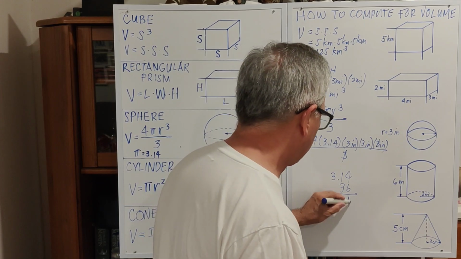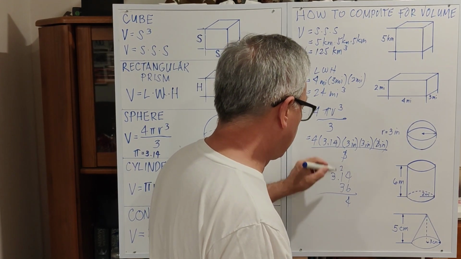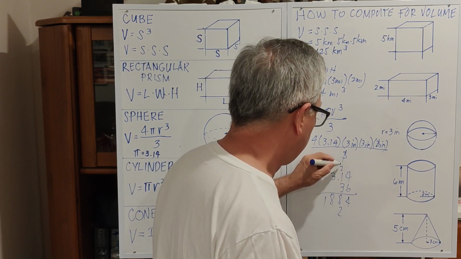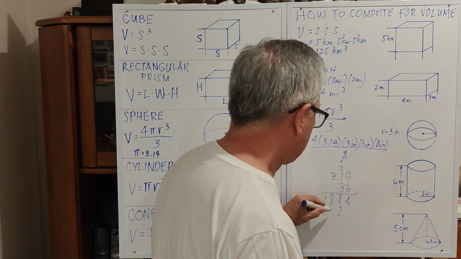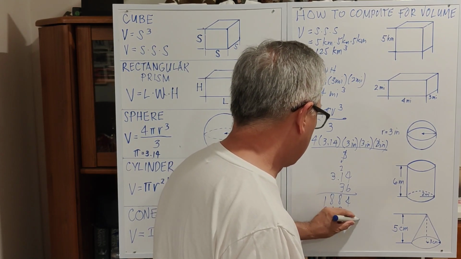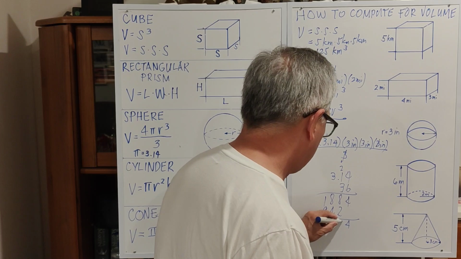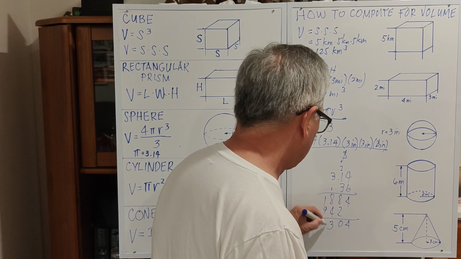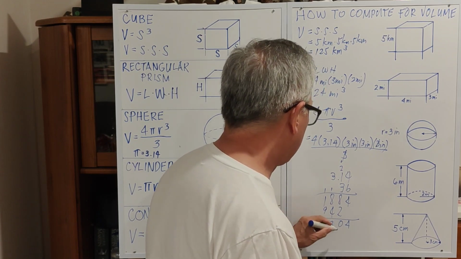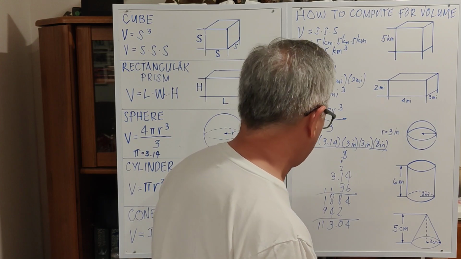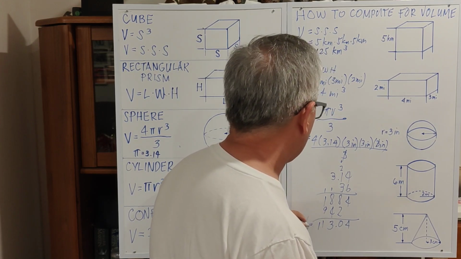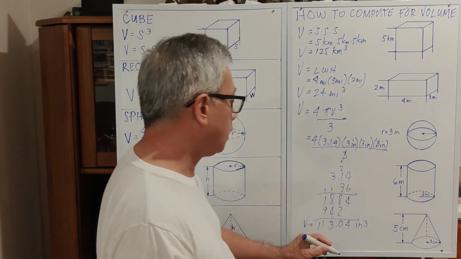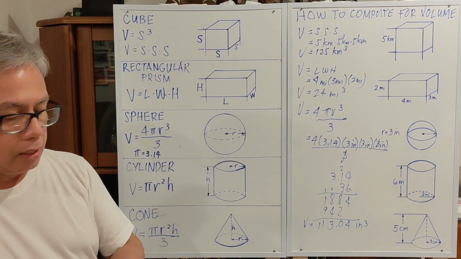6 times 4 is 24. 6 times 1 is 6, 7, 8. 6 times 3 is 18. 3 times 4 is 12. 3 times 1 is 3, plus 1, 4. 3 times 3 is 9. Then we add. 4, 8 plus 2 is 10, 13, 11. 2 decimal places. So the volume of the sphere is 113.04 inch cubed.